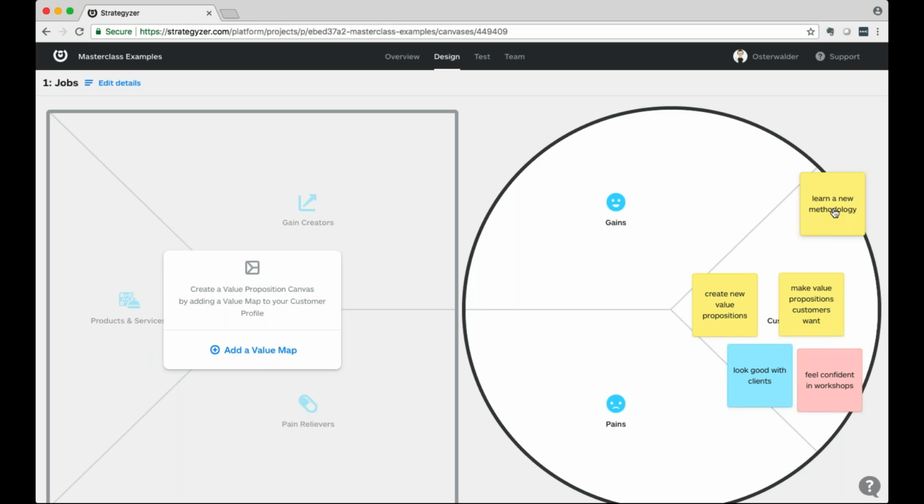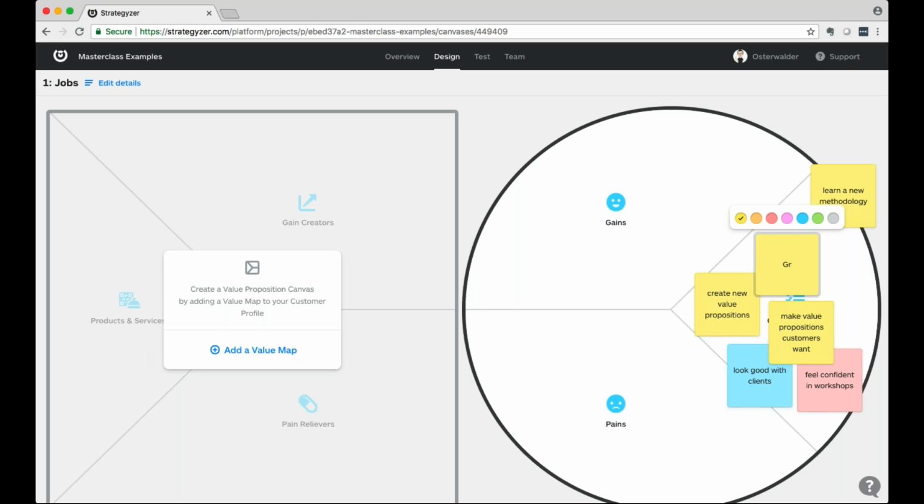You're thinking about your customers' jobs simply through your solution, what you're offering. What you really want to do is go deeper. So what we often ask people is, okay, you learn a new methodology. So can you tell me why this person wants to learn a new methodology? Well, they need to create new value propositions. We had that one. Okay, so we went a little bit deeper. Why do they want to create new value propositions? Well, at my company, we need to make value propositions that customers want. Well, why do you need to make value propositions that customers want?